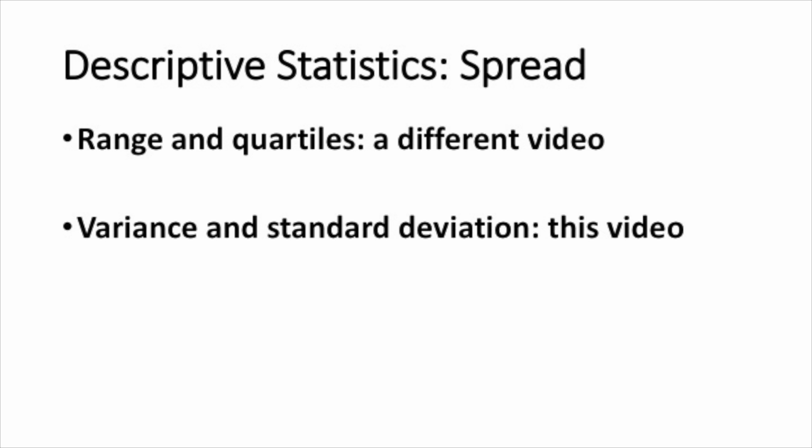There are a variety of statistics that we can use to describe the spread of a variable. We cover the range and interquartile range in a different video, and in this video we'll look at the variance and the standard deviation. The standard deviation is important because it is often used to describe the spread of a histogram with a symmetric shape.